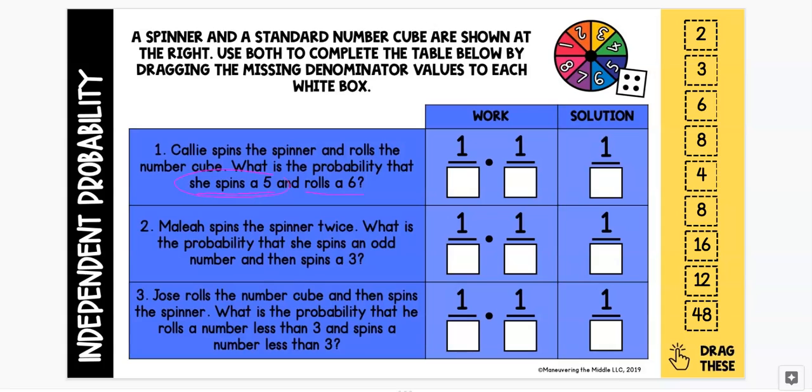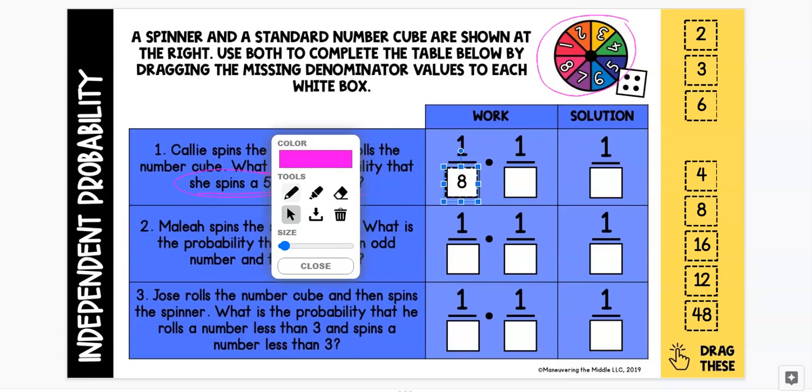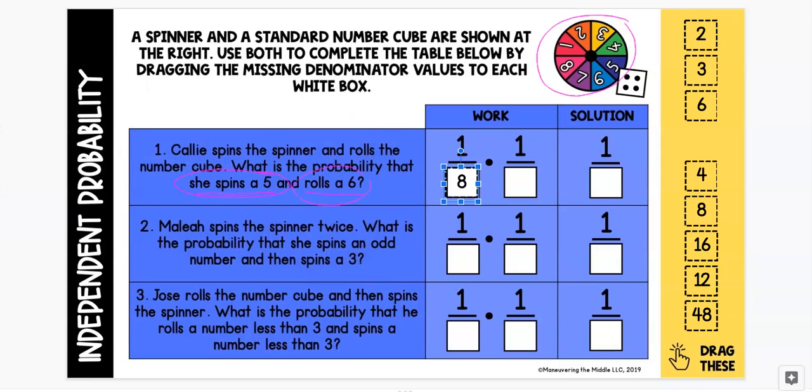So let's start with that spins a 5. We look at our spinner up here. We have 8 total numbers, and there's only 1 five, so it would be 1 out of 8. So I'd take the 8, drag it here to the box and make that first fraction 1 over 8. And then for the second one, we have rolls a 6. On the number cube, there's 1 possible 6 out of 6 total numbers. So it would be 1 over 6. We would multiply those. 1 times 1 is 1, and 8 times 6 is 48. So that's how you do this slide.